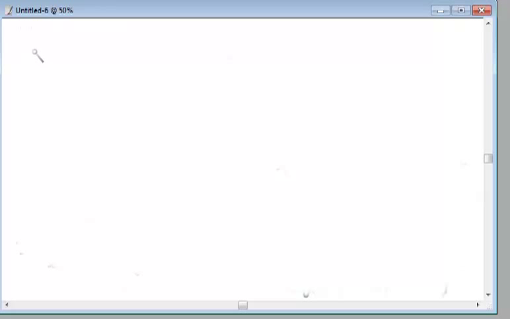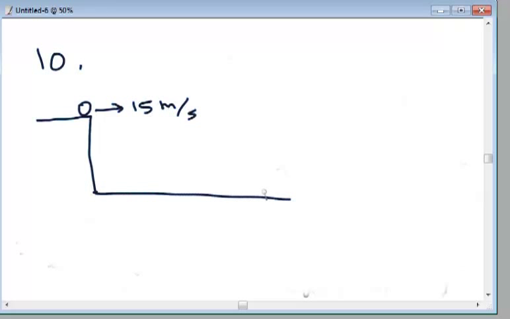Question number 10. Okay, in question number 10, it's a two-dimensional motion problem. We've got a ball traveling at 15 meters per second. It goes off of a small cliff, 2 meters high, and the objective is to figure out where it hits.